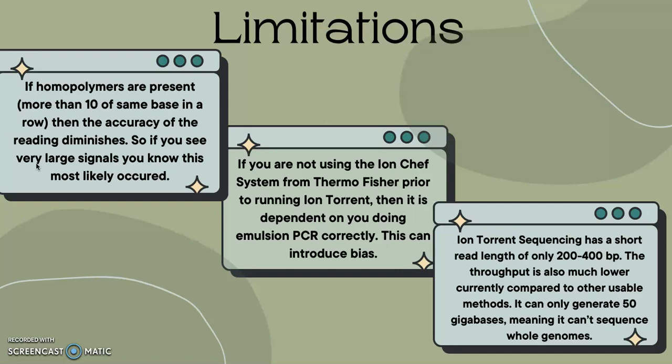The last limitation that exists with Ion Torrent sequencing is the short read length. It can only read 200 to 400 base pairs currently. The throughput is also much lower compared to other methods you could use. It can only generate 50 gigabases. That means if you're hoping to sequence whole genomes, this may not be the best option. However, they are trying to improve this, so in the coming years, it may not be as much of a limitation.